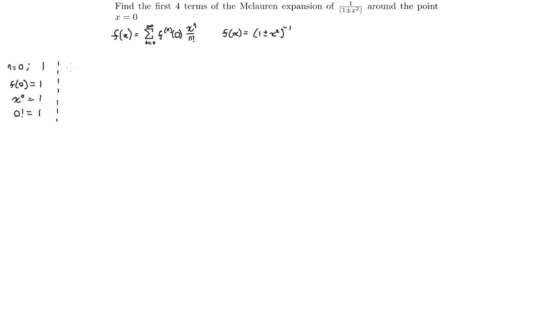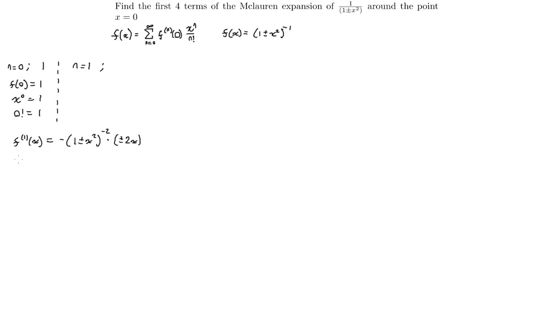Okay, not too bad. And now we need n equals 1. I'll just do my derivatives over here, since we're only doing the first four terms, so we'll have plenty of room. First derivative: negative 1 will come down, and we'll have (1 + (-x^2))^(-2). But then we need to take the derivative with respect to the inside, so that's going to be plus negative 2x, right?